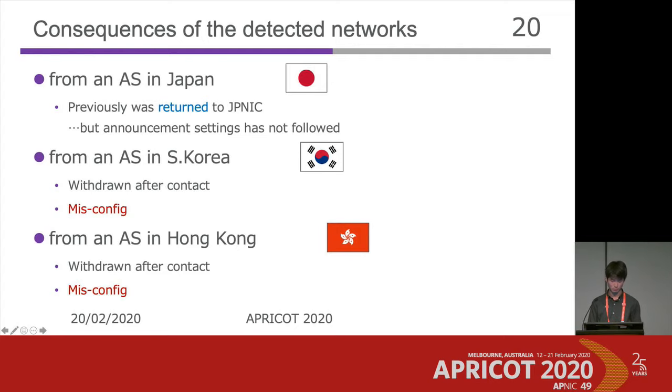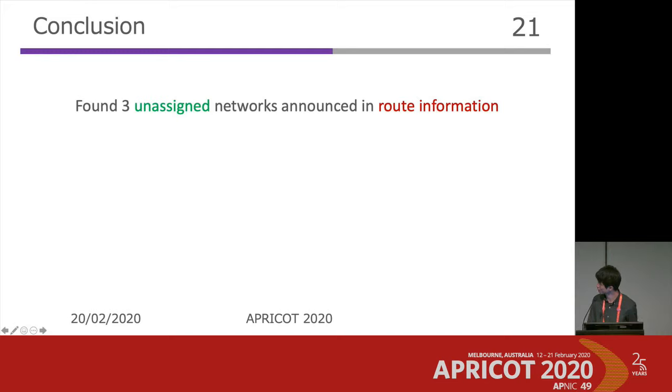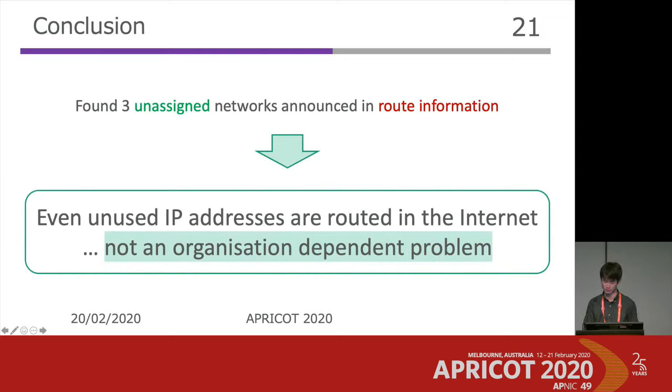So we found three unassigned networks announced in route information. And I believe that we can conclude that even unused IP addresses are routed on the internet, which is not an organization-dependent problem, so it can be applied to any other country, any other organization.